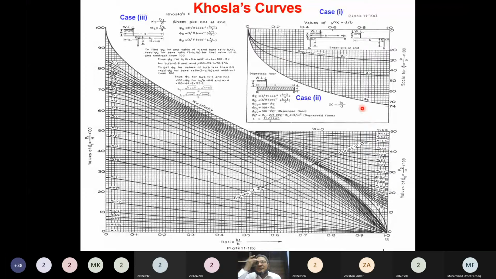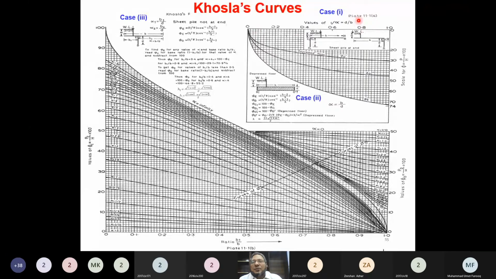For various values of D over B, Khosla has plotted these curves, and on the y-axis he has given the uplift pressures in terms of percentage. There are two y-axes, the main y-axis and the secondary y-axis, but both give the uplift pressure heads, whereas the x-axis could be, for case number 1, D over B.